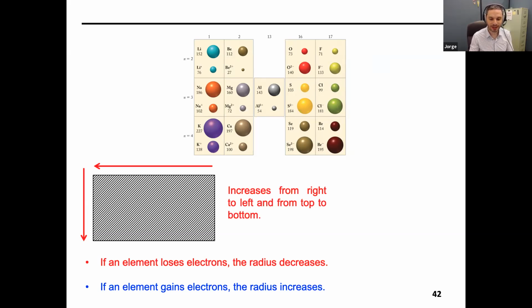And the radius will increase as well from right to left because we are decreasing the charge and adding more electrons. If an element loses electrons, the radius will decrease. Now we have fewer electrons and the same nuclear charge. Therefore, the nucleus can attract the electrons with more intensity, shrinking the radius, and vice versa. If the element gains electrons, the radius increases. So now electrons are being added. The nucleus has to divide its attention among more electrons. It cannot pull with a lot of intensity, causing an increase in the radius.